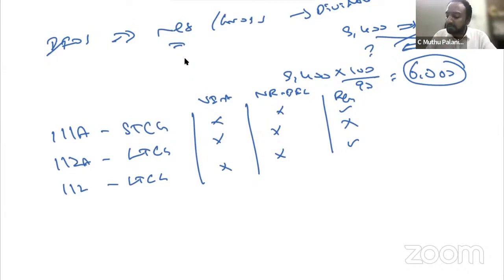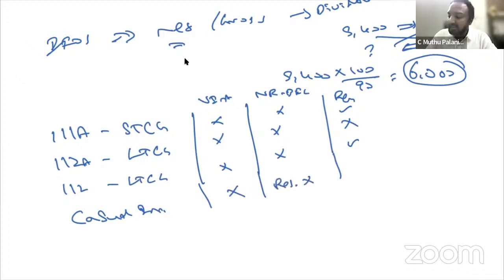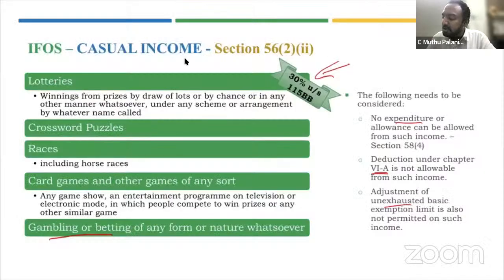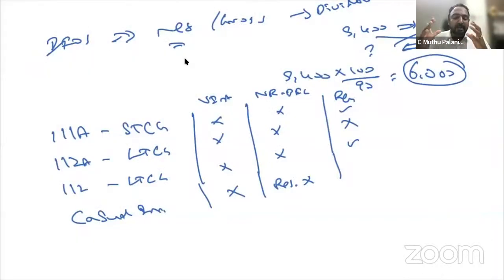Similarly, for casual income, what did we say? No chapter 6A deduction. Here, for residents also, the basic exemption limit is not available. So not only for non-residents, it is not available for anyone. Similarly, no expenditure can be deducted. Straight away 30%. I can't take anything into consideration; I just consider whatever is taxable. So please keep these things in mind.